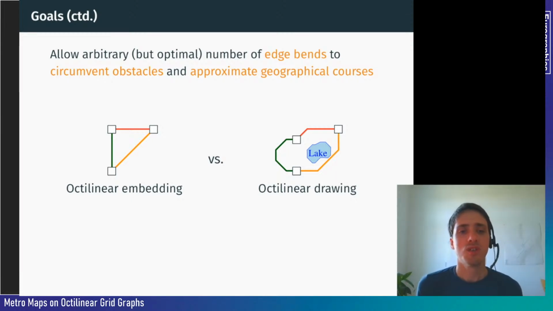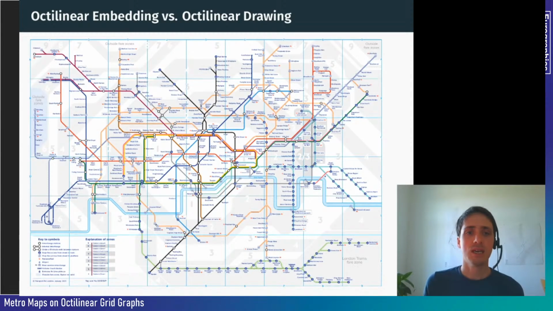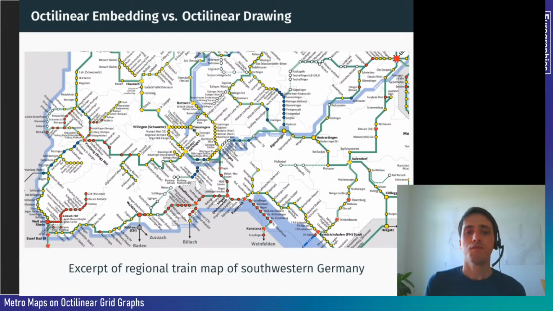Bends between station nodes are actually really common in real-world transit maps. They were present in the London tube map I just showed you, for example here and here. And they are used in this map of the rail network in southwestern Germany to approximate geographical courses between stations, for example here.